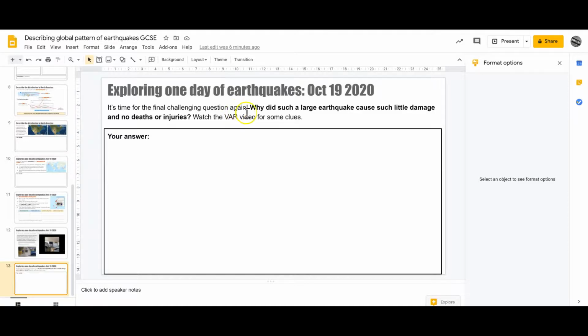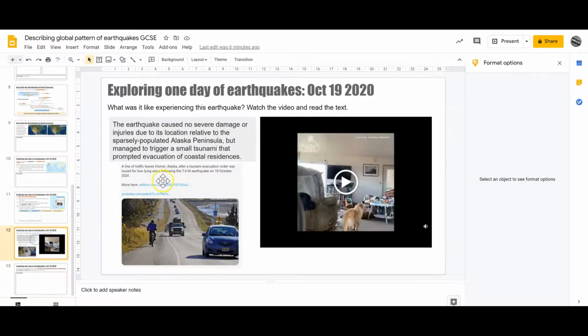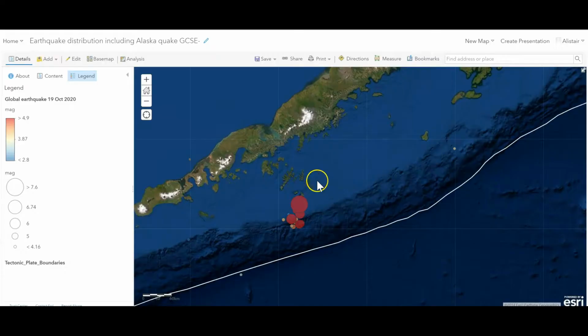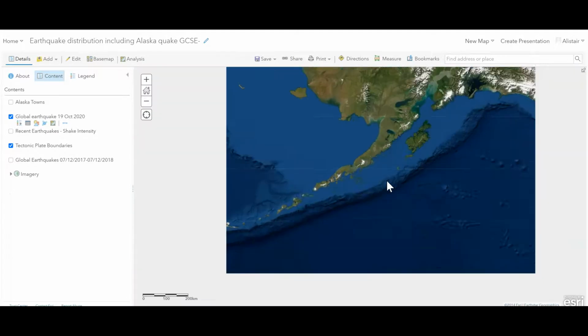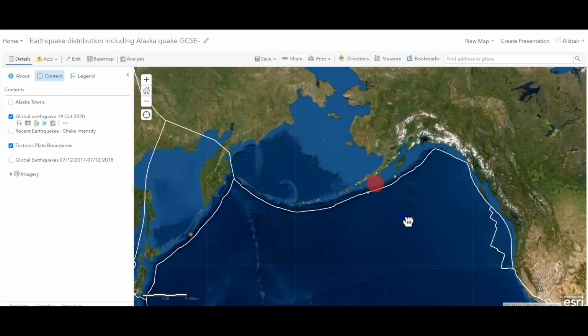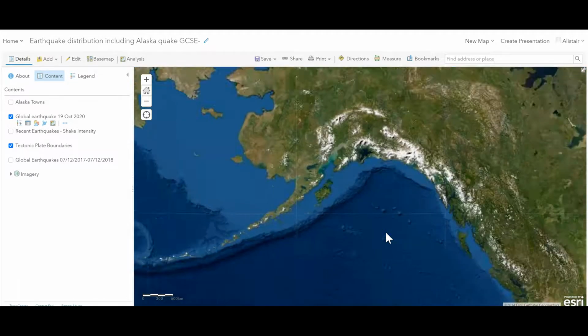Now, it's saying here, for some clues. So I'll give you some clues in this one. Now, the first one here: the earthquake caused no severe damage due to its location relative to the sparsely populated Alaska Peninsula. I know, it's sparsely populated. What does that mean? Well, a sparsely populated area is an area that doesn't have a lot of people living in it. So let's zoom out a little bit and get the whole context for Alaska again.